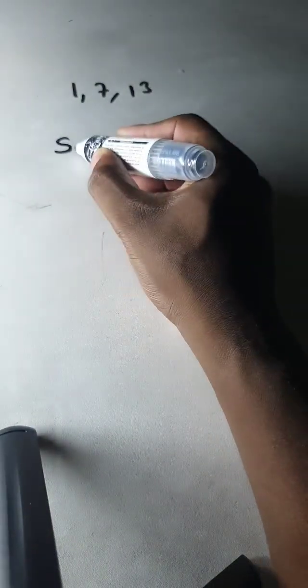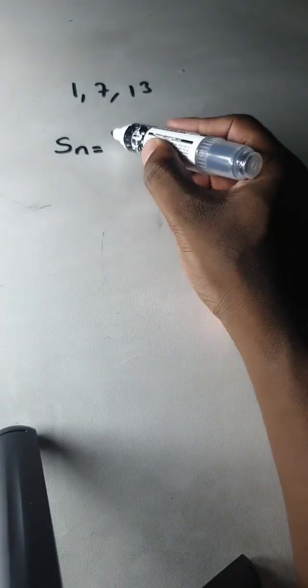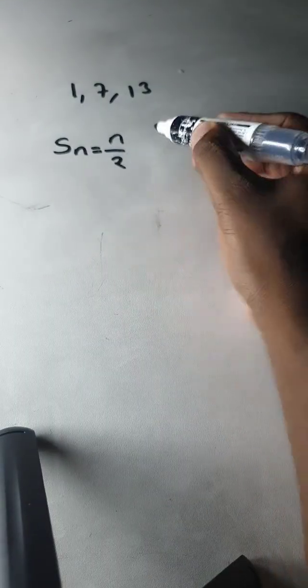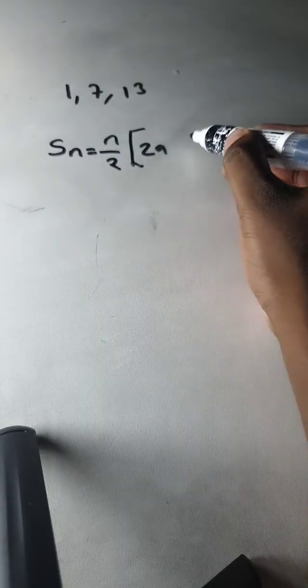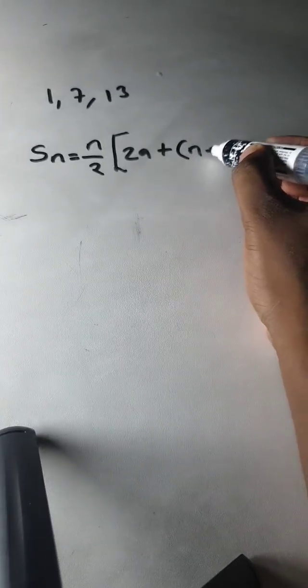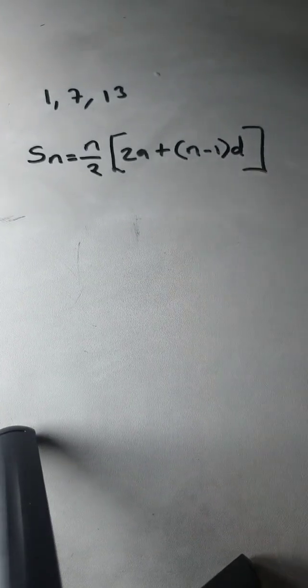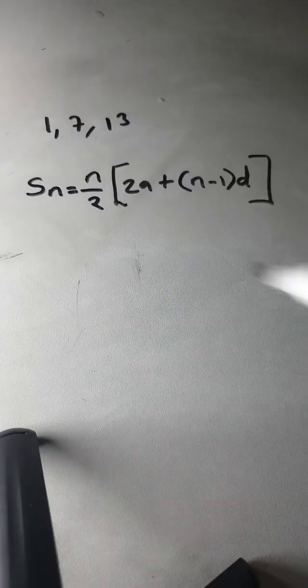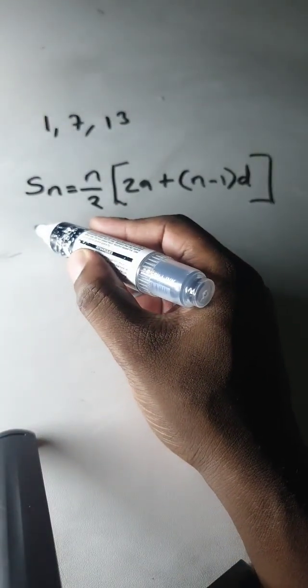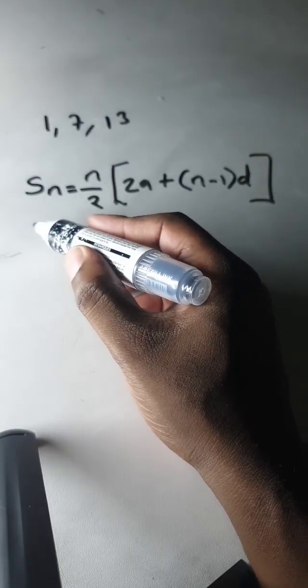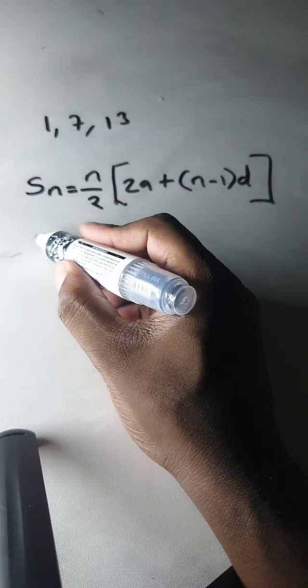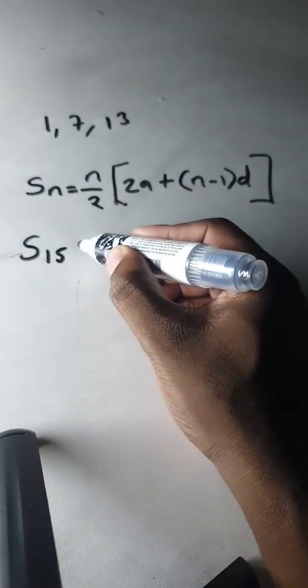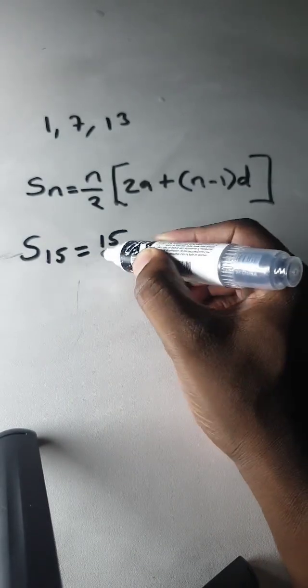So we use the formula for the sum of the nth term of an arithmetic progression, which is n over 2, open bracket, 2a plus, open bracket, n minus 1, d. That's the formula we use when finding the sum of the nth term. We have been told to find the sum of the first 15 terms, meaning now our n is 15. So the sum of the 15 terms is equal to, where there is n, we are putting 15.